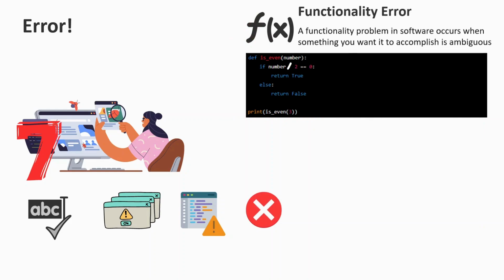Functionality error. A functionality problem in software occurs when something you wanted to accomplish is ambiguous. In this example, for every number, false will be returned, as to identify the number as even or odd, modulus operator is used instead of a divide operator.